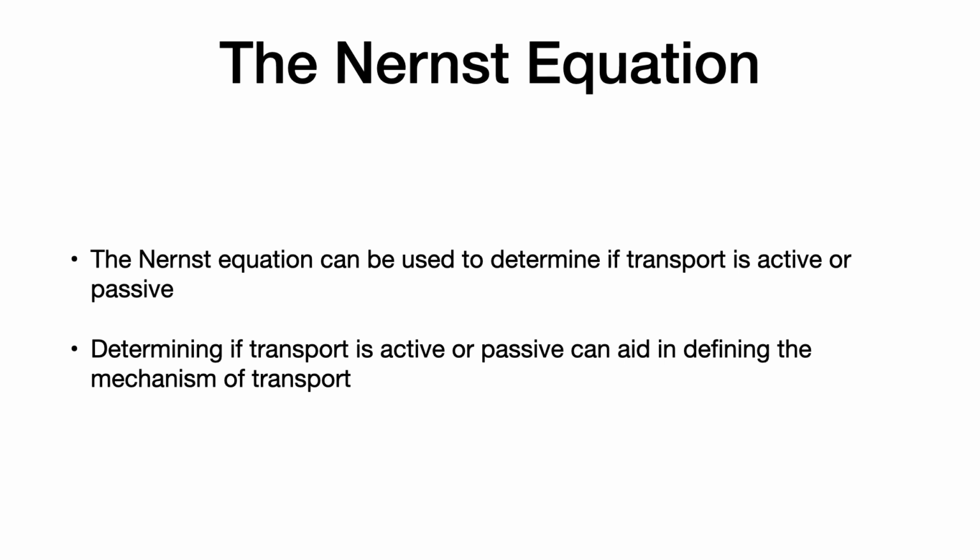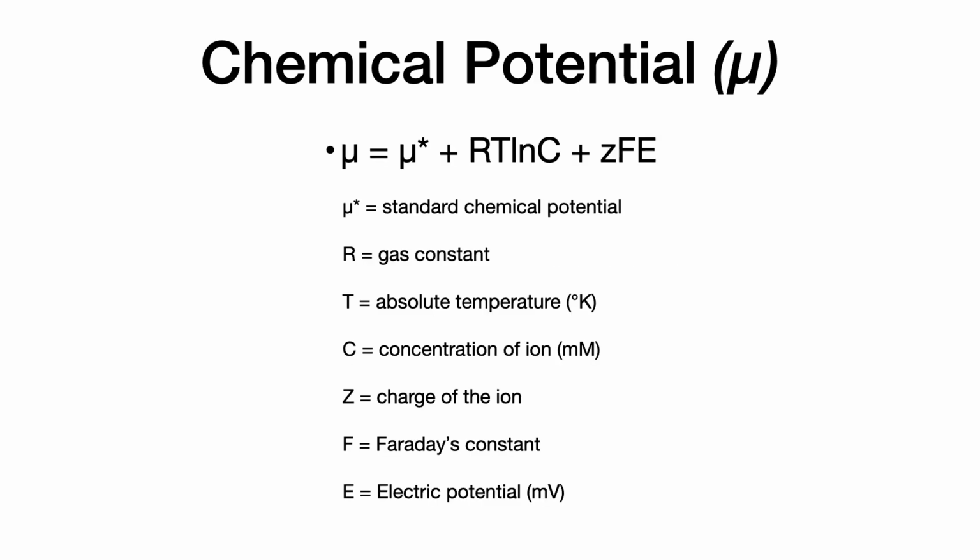Determining if transport is active or passive can aid us in defining the mechanism of transport. And this, you'll see, is quite significant in terms of our advancement in plant physiology. So to start with, we need to define what the chemical potential is.